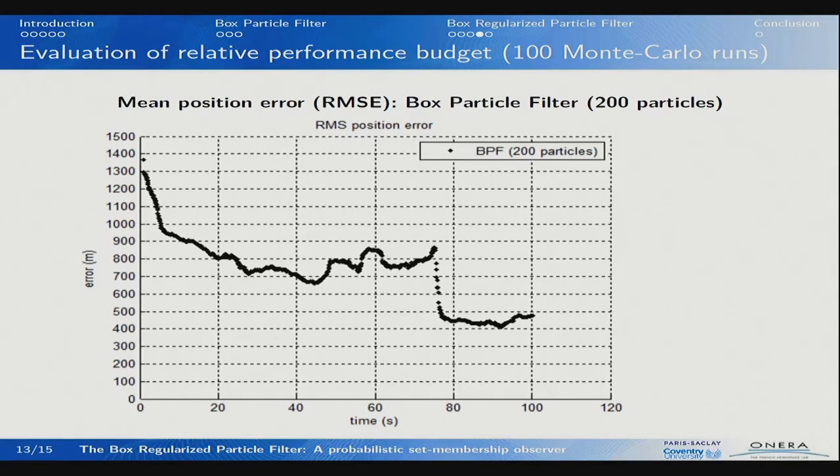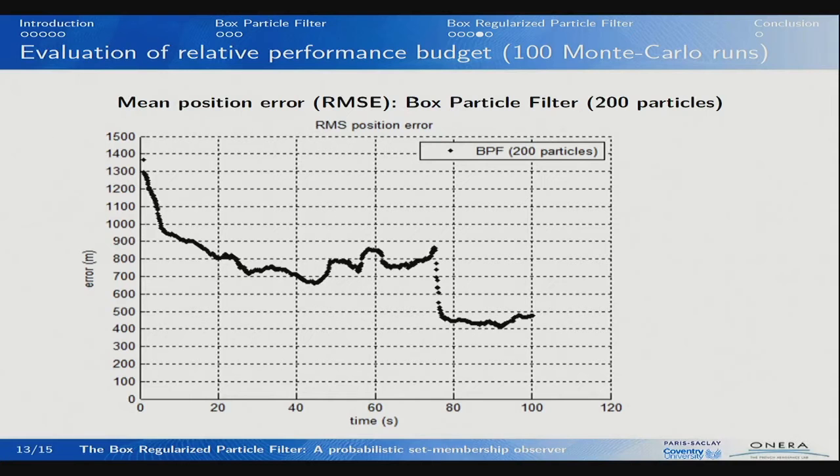And here is the root mean square estimation error that we get with the box particle filter, the initial box particle filter from the literature. We can see that we converge, and we reduce the error across time. But the average accuracy is not so good, but that was the beginning.